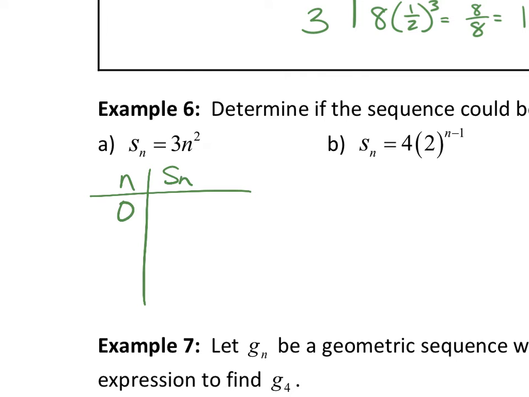If I were to plug in 0 to s sub n, part A, there'd be 3 times 0 squared, which is 0. If I plugged in 1, 3 times 1 squared is 1, so 3 times 1 is 3. If I plug in 2, 2 squared is 4. 3 times 4 is 12. If I plug in 3, 3 squared is 9. 9 times 3 is 27. What is the change using multiplication or division to go from 0 to 3?